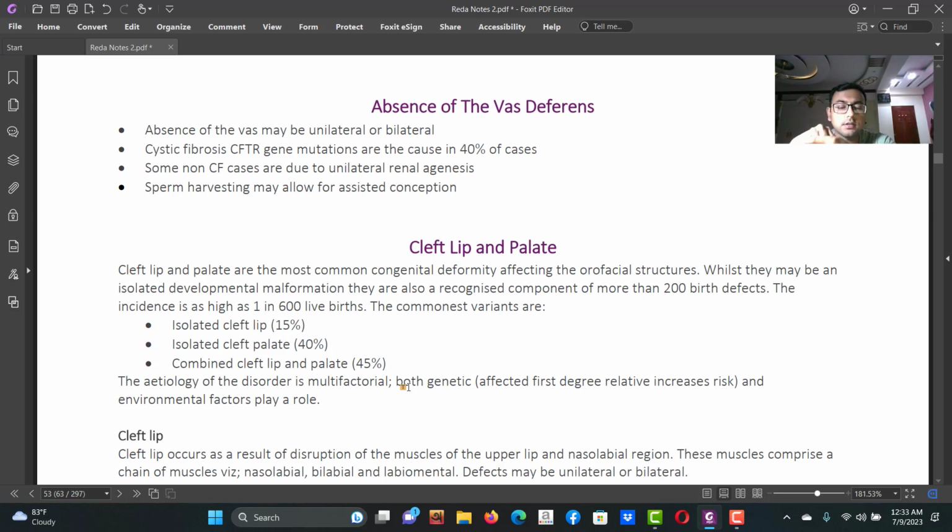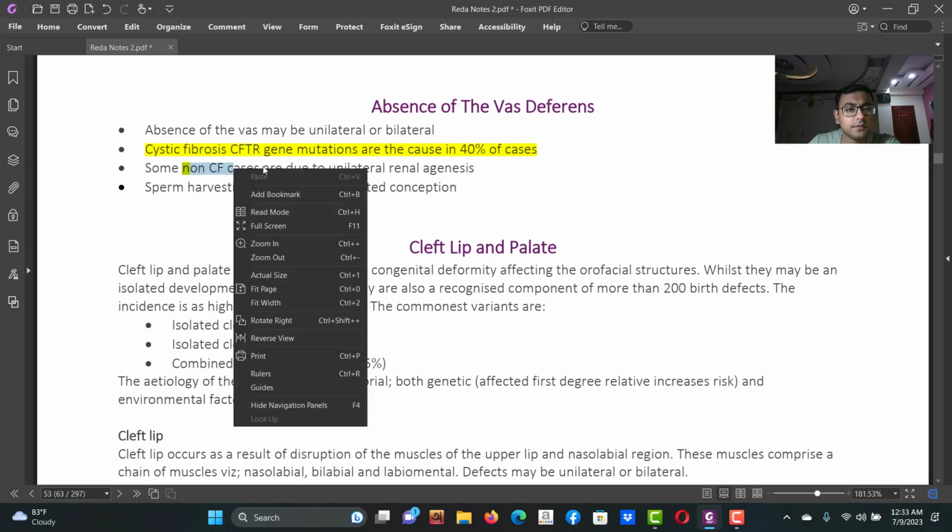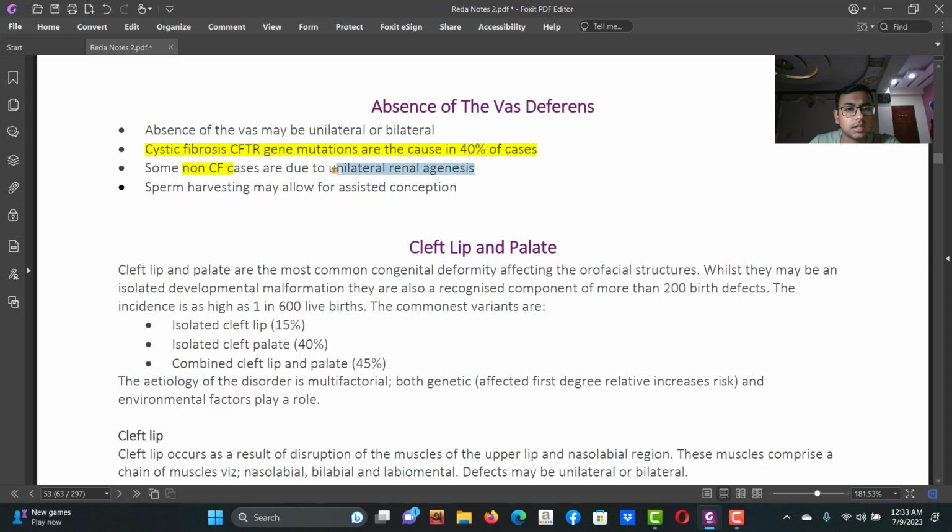Now, the absence of vas deferens. What will happen if someone has no vas deferens? So absence of vas deferens can occur unilaterally or bilaterally. That is, cystic fibrosis CFTR gene mutation is seen in at least 9 times. Okay, in 40% of cases the patient might have cystic fibrosis or CFTR gene presence. Some non-CF cases are due to unilateral agenesis.